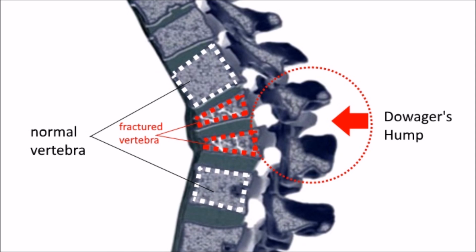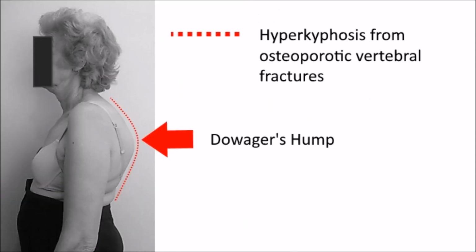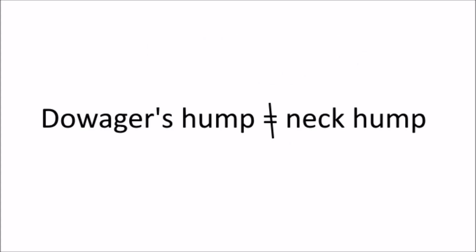The fractured bones usually cause a wedge-shaped deformity, causing a person to lose height with an unmistakable dowager's appearance. Here is a picture of a past patient of mine with osteoporosis and the typical appearance of a dowager's hump, or the correct term, thoracic hyperkyphosis. So a kyphosis is the term for a normal outward curve of the mid-back, and a hyperkyphosis is an exaggeration of that curve. In other words, a dowager's hump is not the same as a neck hump.